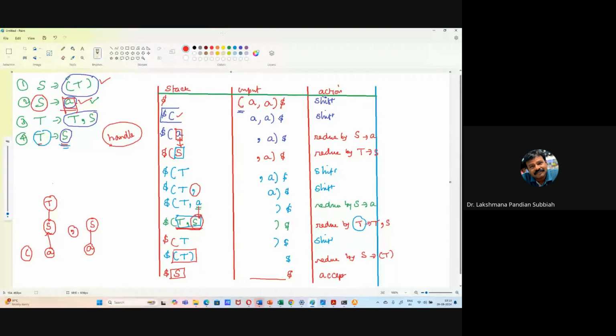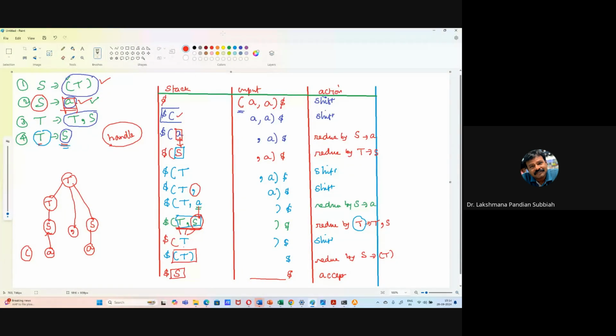This T comma S is reduced to T, right? So this T comma S is reduced. So what you are creating is a node T, and then you have to connect it with the T comma S, right? So T comma S. Yes. And then we are shifting the T.